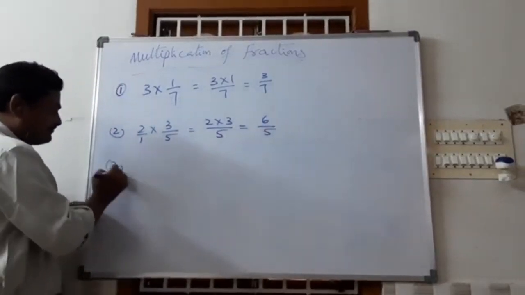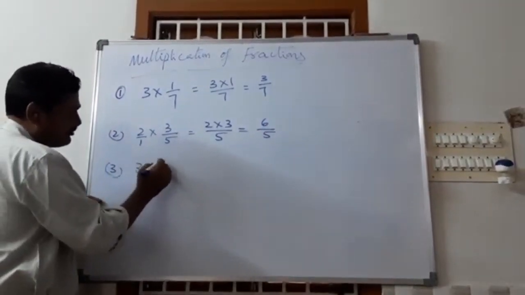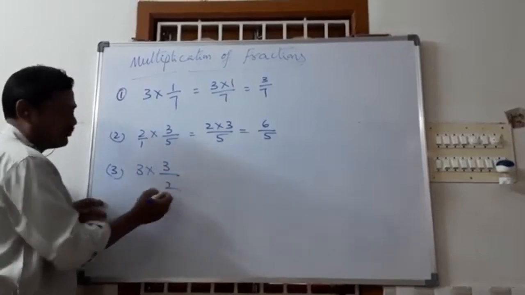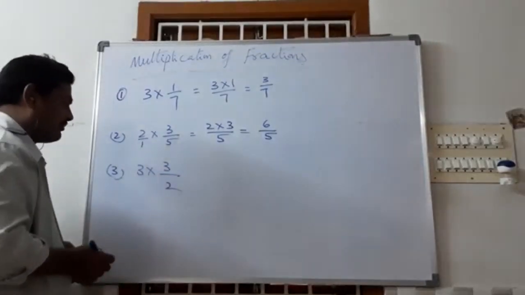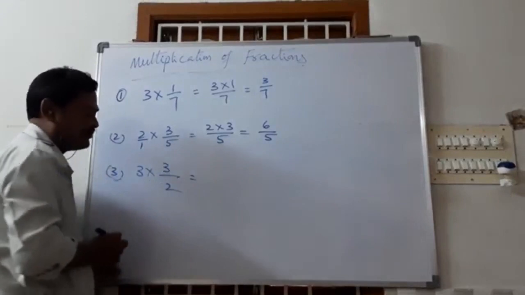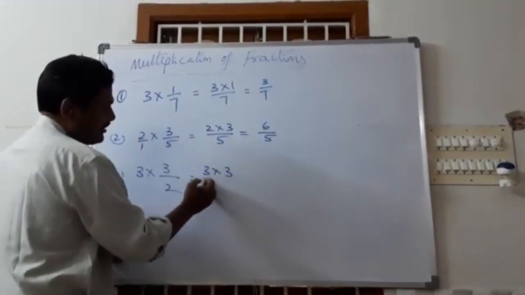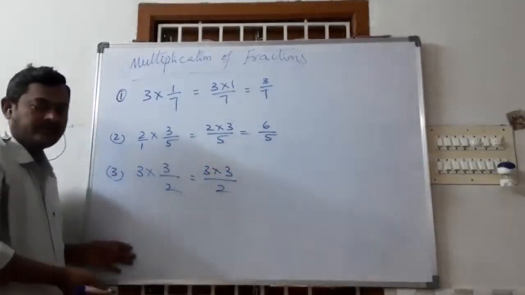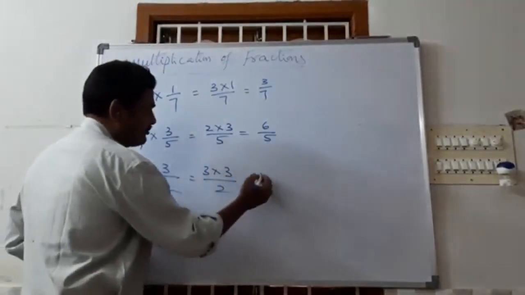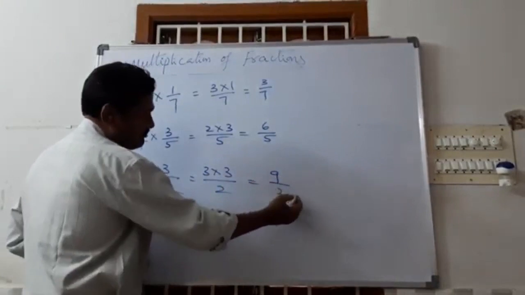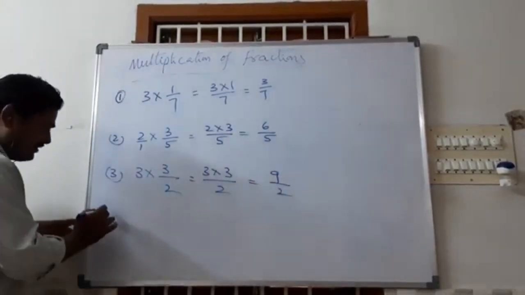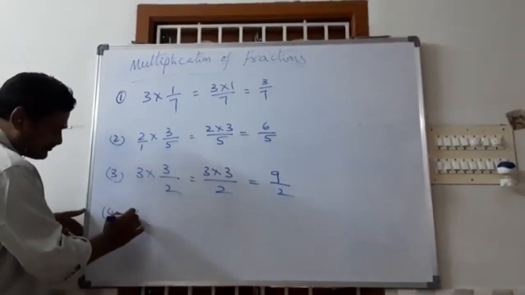Next example. 3 into 3 by 2. Now what are the numerators? Numerators are 3 into 3 by 2. That equals 3 3s are 9 by 2. 9 by 2.